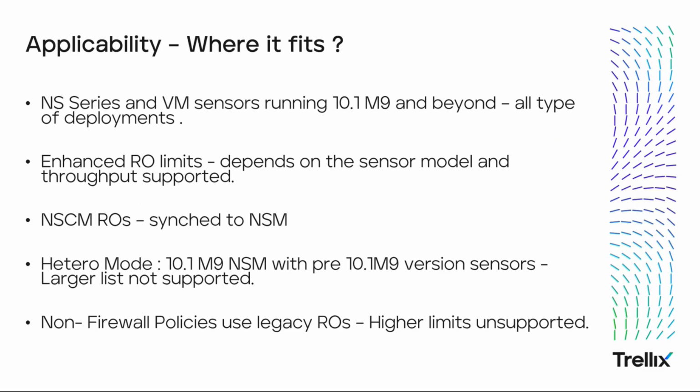Now coming to the applicability or the supported platforms. All these enhancements are applicable only to sensors running 10.1.M9 software or above. Different sensor models like 9X, 7X, 5X, VM series, etc. have different predefined limits on the cumulative rule object member count. This depends on the licensing and the throughput that the sensor model supports. So config update of the sensors will eventually fail if those limits are exceeded, so it has to be taken care of.